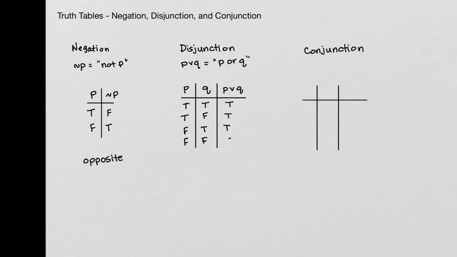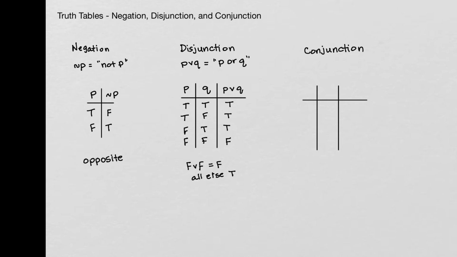And the only way to get false is for both parts to be false. So what I'm going to make a note of here, false or false is false. All else turns out true. So every other possible pairing turns out true.